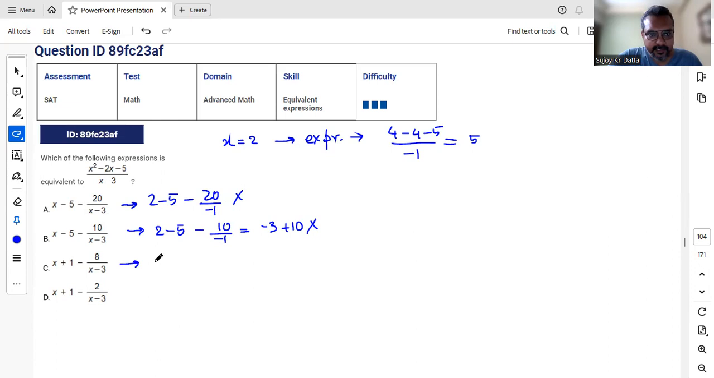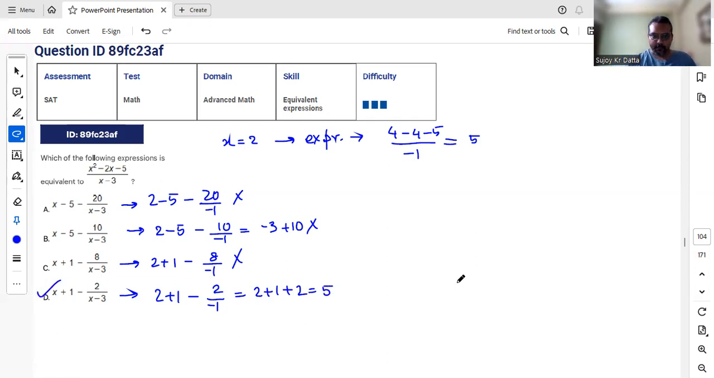With x as 2, we have 2 plus 1 minus 8 over minus 1. So that's 3 plus 8, 11. It has to be this one then. Let's just check, putting x as 2: 2 plus 1 minus 2 over minus 1. So that's 2 plus 1 plus 2, which is 5. It matches. That's it.